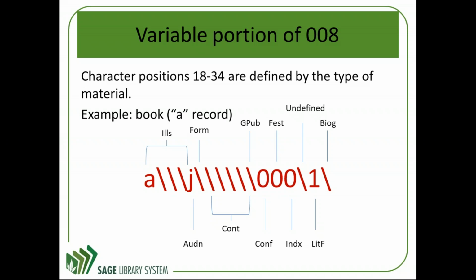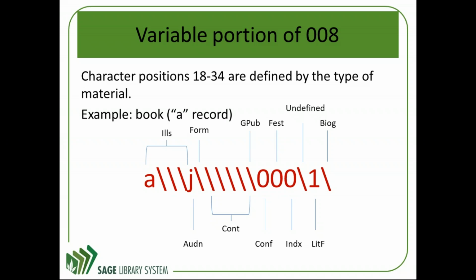But so ILS for illustrations, and in this case, it's one of those positions. That first position, 18, has been filled in with an A, meaning that there are illustrations in this book, and then the remaining 3 have been left blank. That's followed by the target audience. In this case, it's J for juvenile.